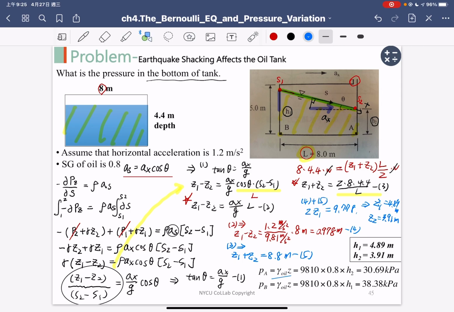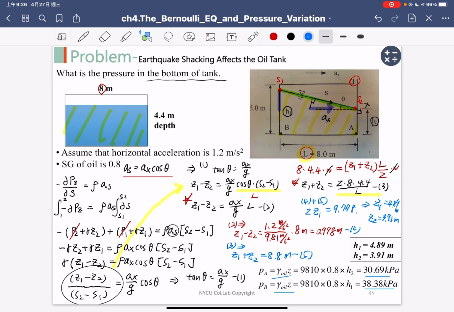Okay, since we already know the depths D1 and D2, we just base on the hydrostatic equation here, with gamma oil and D1, D2. So we can compute how large the pressure is at the bottom of the tank. The question is a little bit complicated, but we have the Euler equations and the acceleration, so we can estimate the pressure at any point on the tank, just based on Euler's equations.